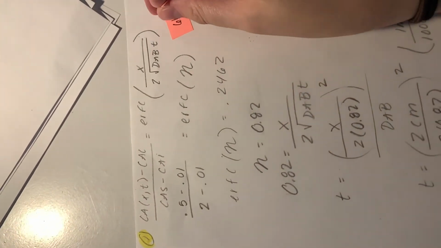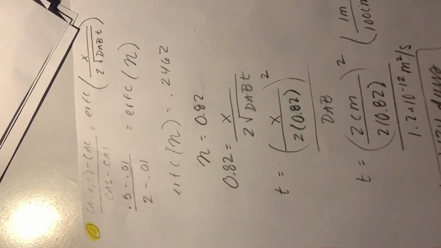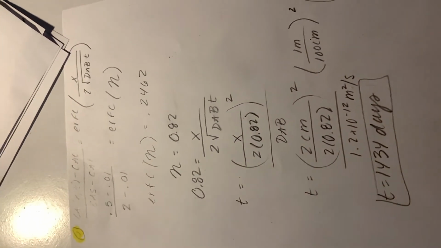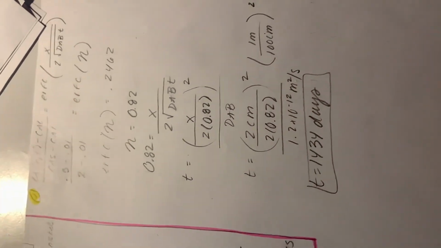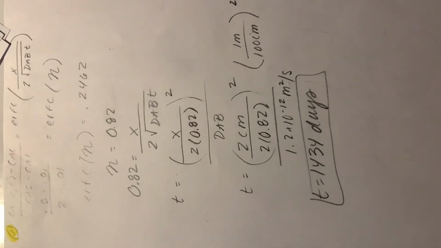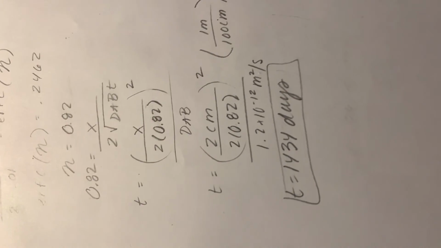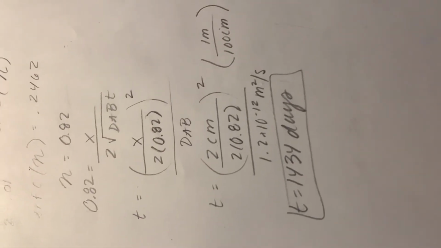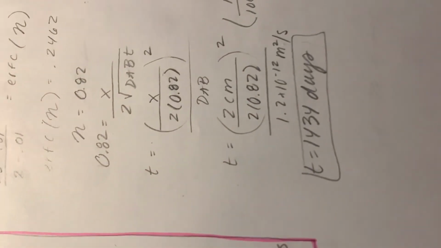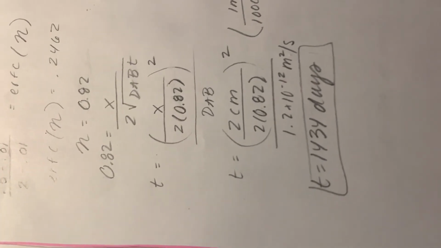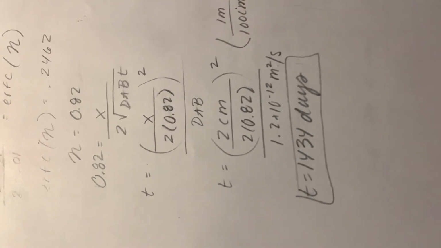You'll have to look up this error function and then do some rearranging, and you'll find that the time is really high, but that is because I chose 2 centimeters deep into the wall, so it's going to take a really long time for it to go that far. If it had been a shorter distance, it wouldn't have taken as long.